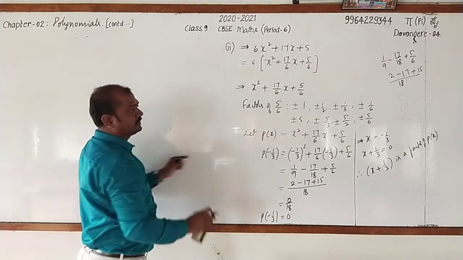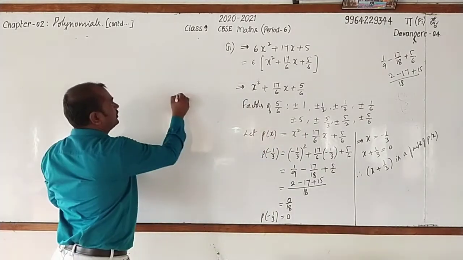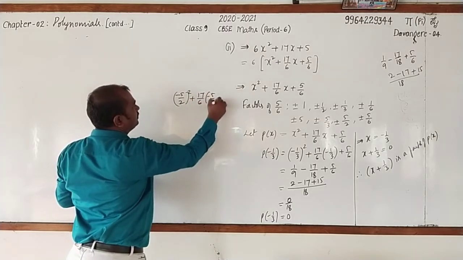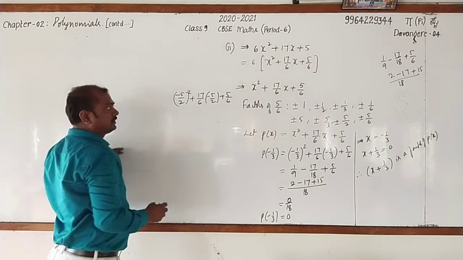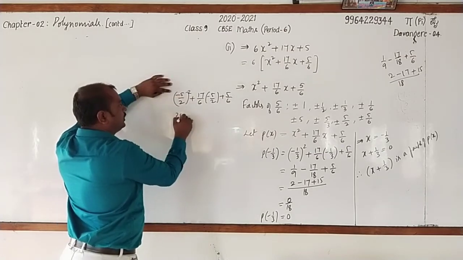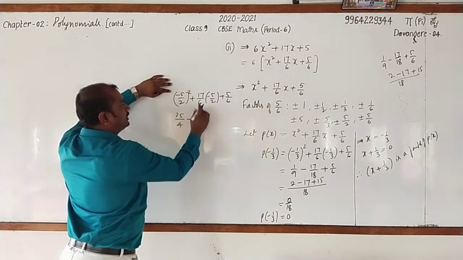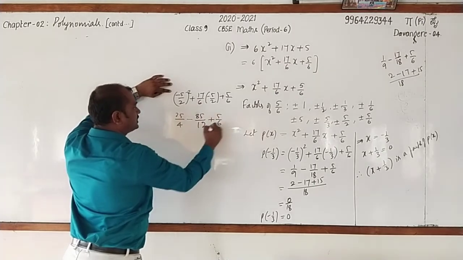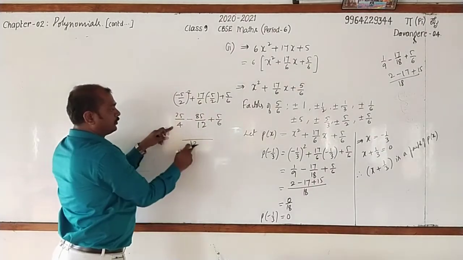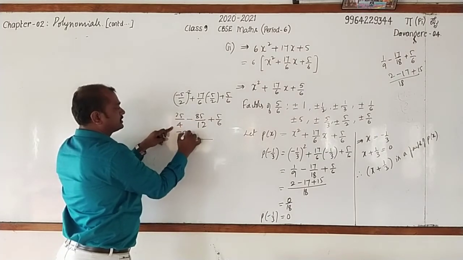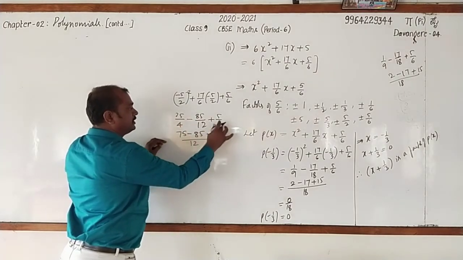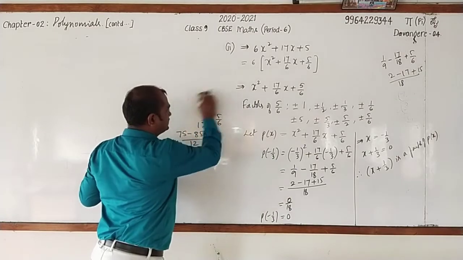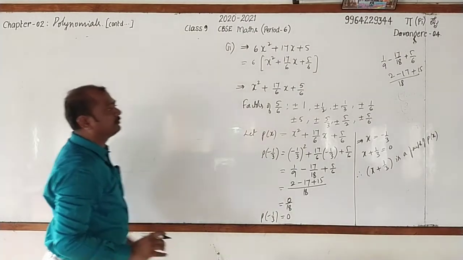Next, what is the other possibility? Minus 5 by 2. Minus 5 by 2 whole square plus 17 by 6 into minus 5 by 2 plus 5 by 6. Minus 5 whole square is 25, 25 by 4 minus 17 fives are 85, 6 twos are 12, plus 5 by 6. What is the LCM? 12. 4 threes are 12, then 25 threes are 75. 12 and 12 get cancelled. 85. 6 twos are 12. 5 twos are 10. It comes out to be 0. Hence, we can go for taking minus 5 by 2.